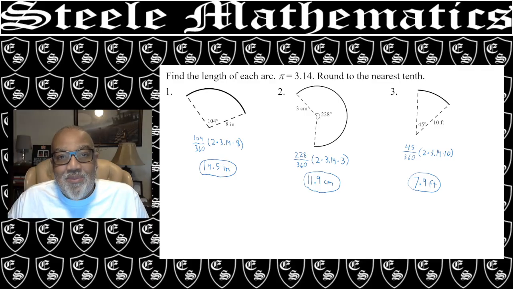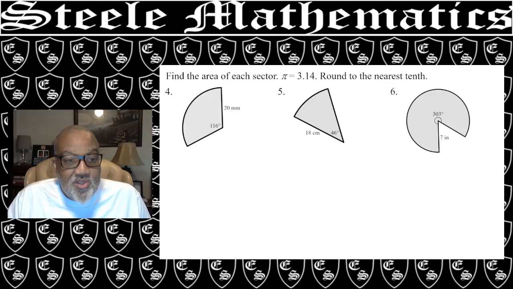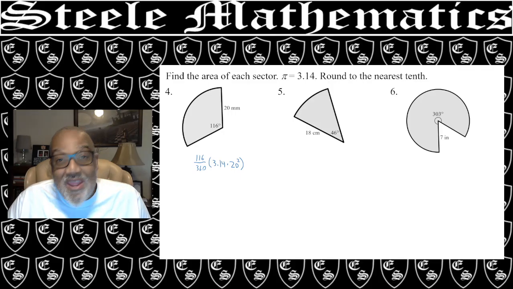Now let me show you some examples of how to find the area of a sector. So number 4, let's say the radius is 20 millimeters and the measure of the central angle is 116. So this is 116 over 360 times pi, which is 3.14, times 20 squared. So this time we're finding 116/360 of the area instead of the circumference.